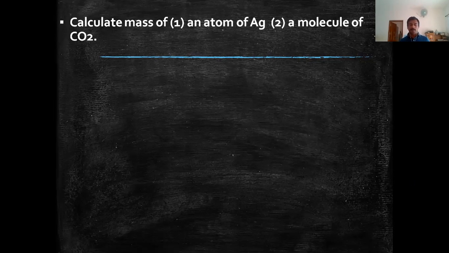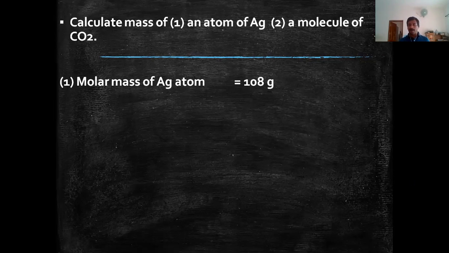Then how will you calculate it? You have to calculate the mass of one atom of silver in grams. You know the mass of 6.02 into 10 raised to 23 atoms of silver. What is the mass of 6.02 into 10 raised to 23 atoms of silver? 108 gram. Therefore, what is the mass of one atom of silver? 108 divided by 6.02 into 10 raised to 23.